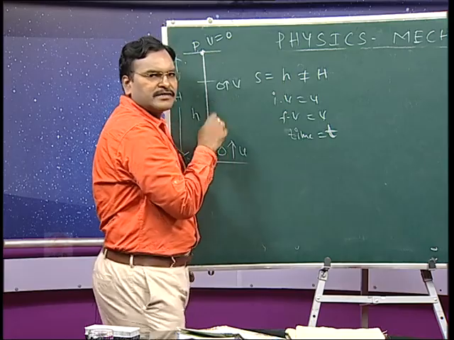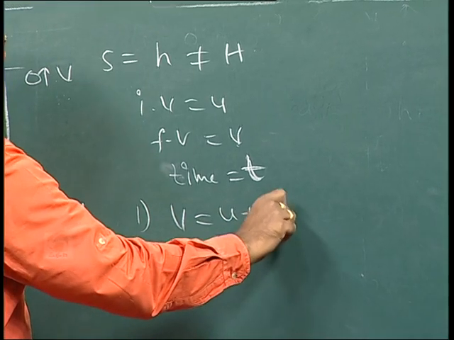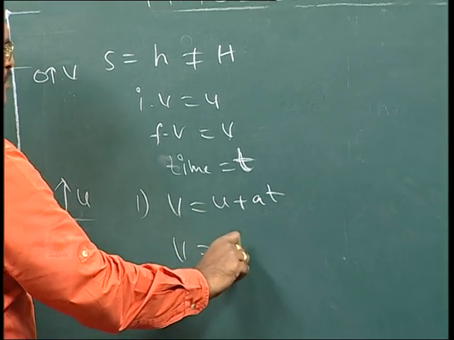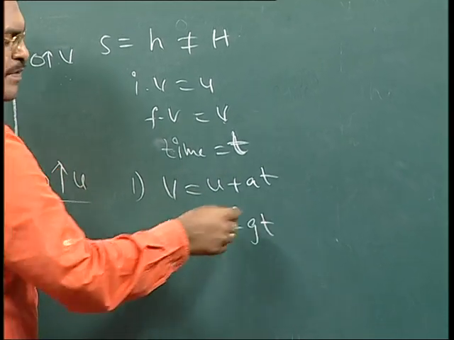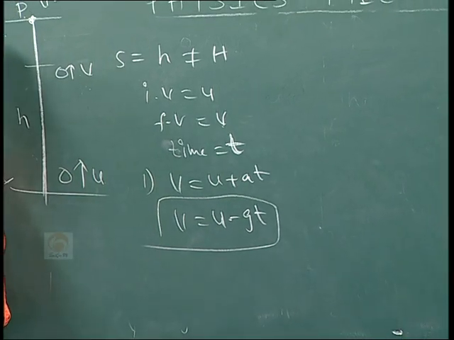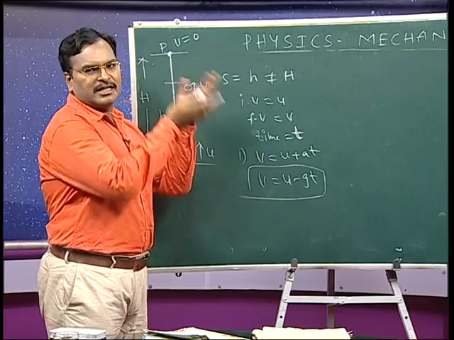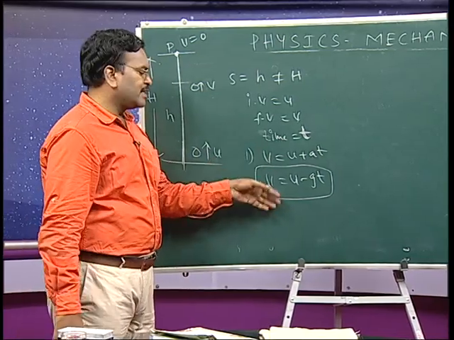Now, substituting these values in the equations of motion. First equation of motion: v is equal to u plus at. So, now it becomes v is equal to u minus gt. After 1 second, velocity is u minus g. After 2 seconds, u minus 2g. After 3 seconds, u minus 3g, and so on. When a body is projected vertically upwards, its velocity goes on decreasing.